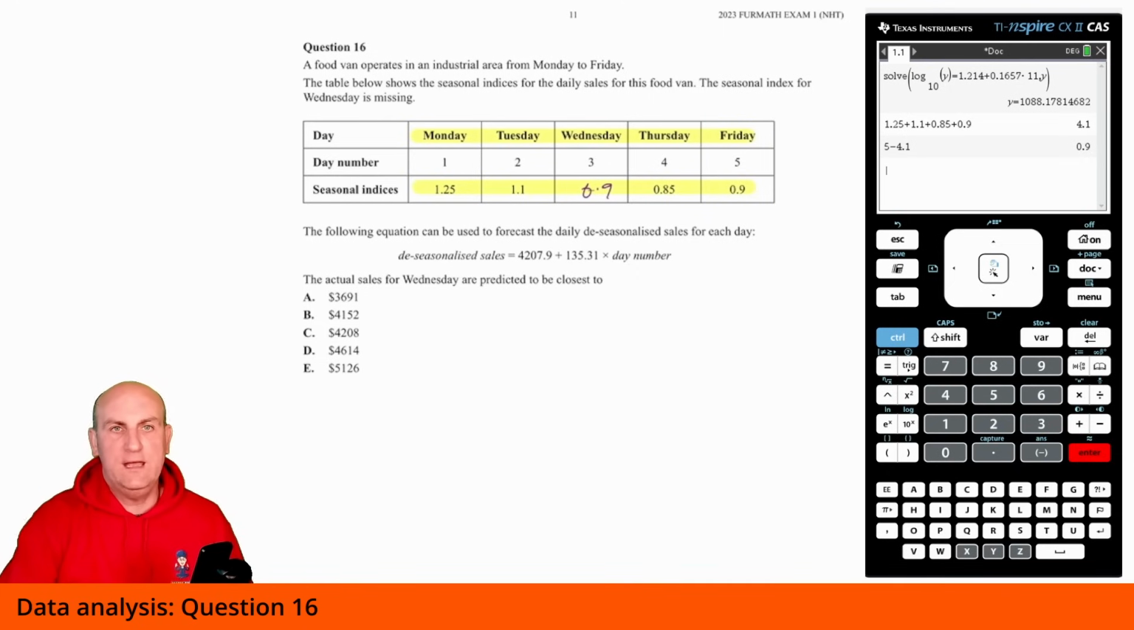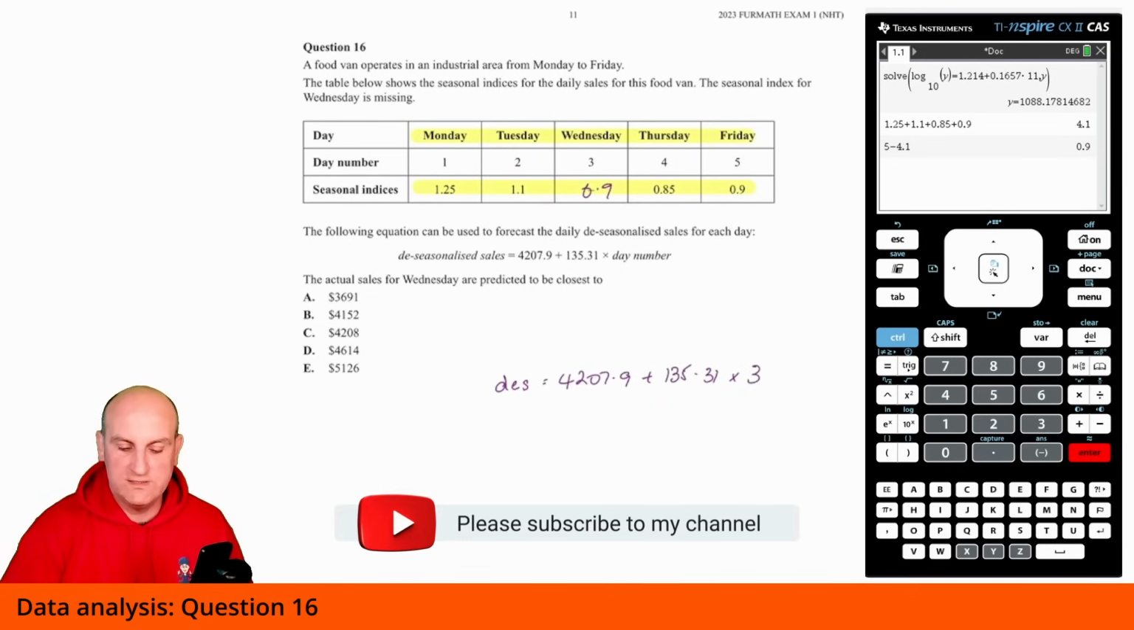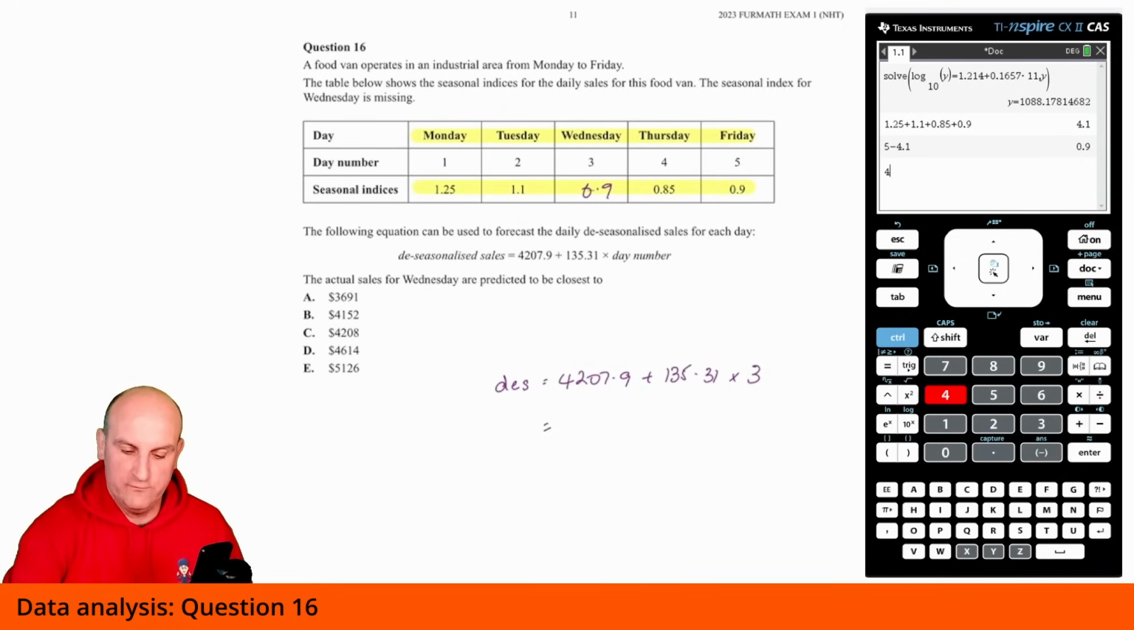All right, so what do we got here? Deseasonalized sales is given by that. The actual sales is given by, all right, day number is 3. So my deseasonalized, let's work that out, is going to give me 4207.9 plus 135.31 times my day number, which is 3. All right, so type that into my calculator. It gives me 4613.83. And I know that my deseasonalized is also equal to my actual divided by my seasonal index.